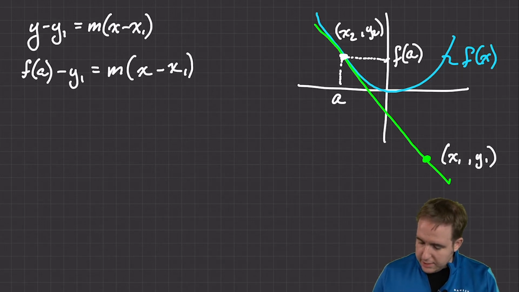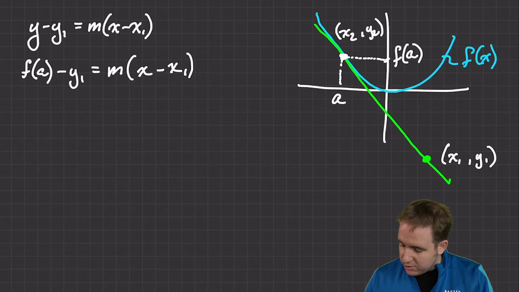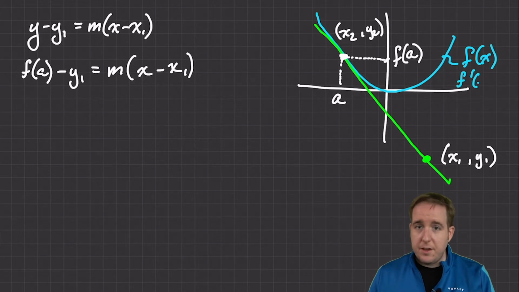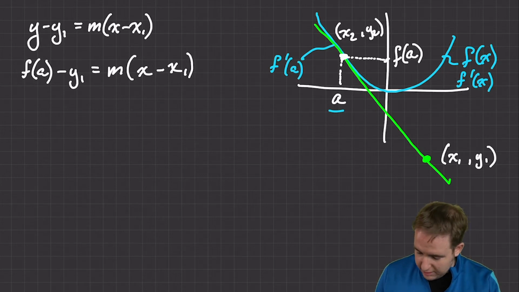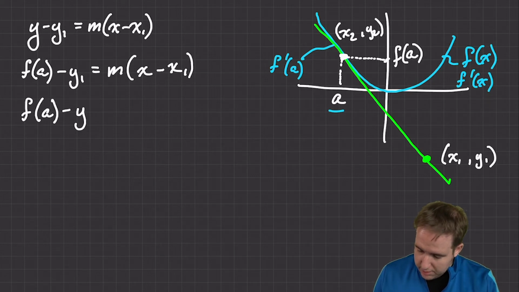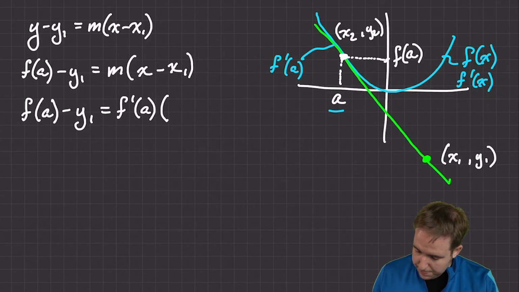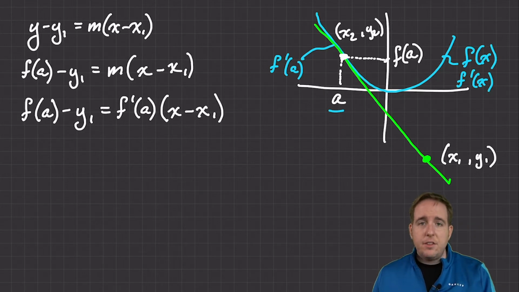But now I need a slope. Well, if I know what f is, I can get slopes by working out f prime of x. And if I knew what a was, this slope would be the number you get when you plug a into the derivative. So this is all kind of coming together now. F of a minus y1 equals f prime of a times x minus x1. And if that seems confusing, you're absolutely not alone.